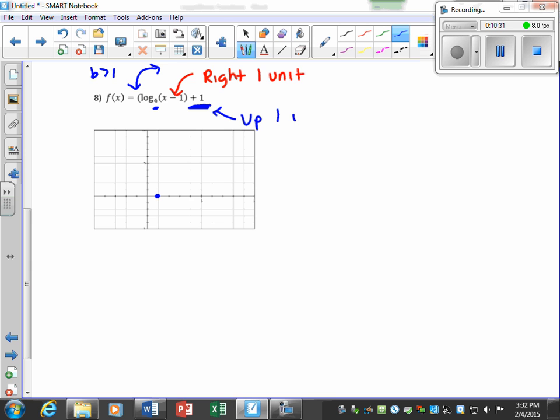Up 1 unit. So let me remind you of transformations. If it's in a grouping symbol, you usually move left or right and you think opposite. And if it's outside of a grouping symbol, it simply tells you how many to move up or down. So I'm going to start at this point and move right 1, up 1. So right 1, up 1, approximately here.